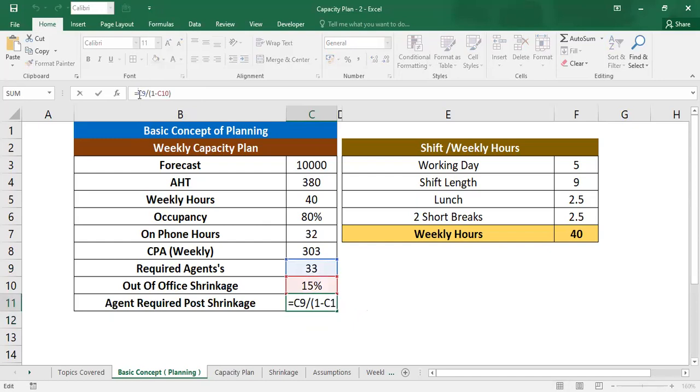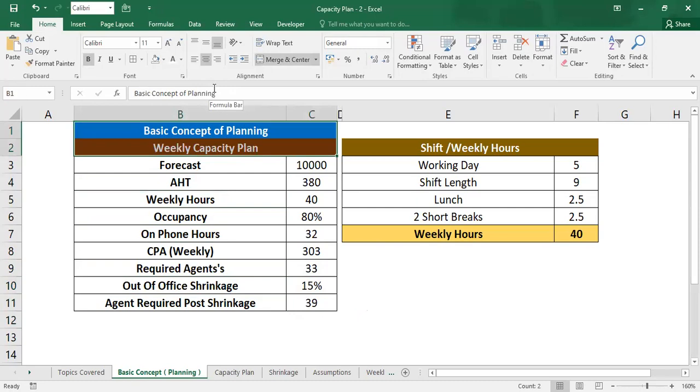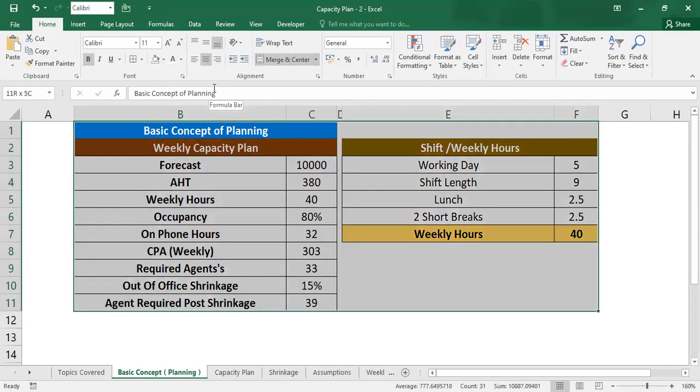So I have done it round. So this is how I get my requirement. So I hope this basic concept is clear to everyone, so that going forward in moving into other sheet, same logic will apply and we will learn one by one.